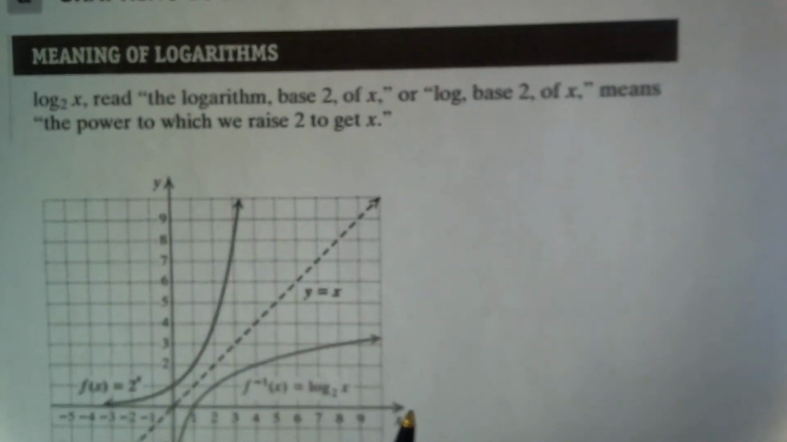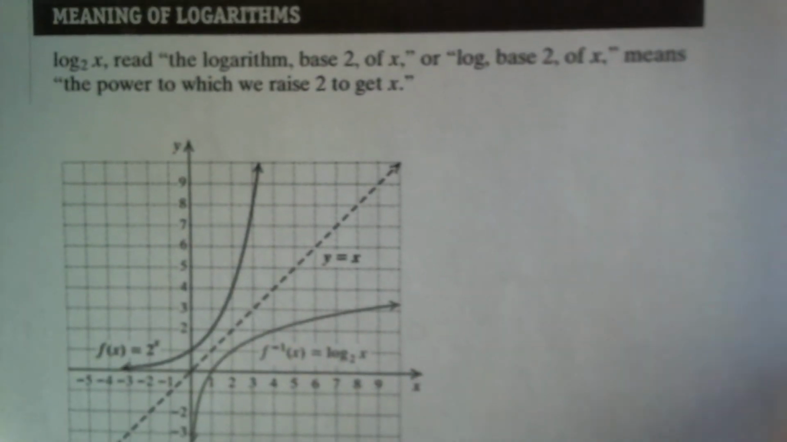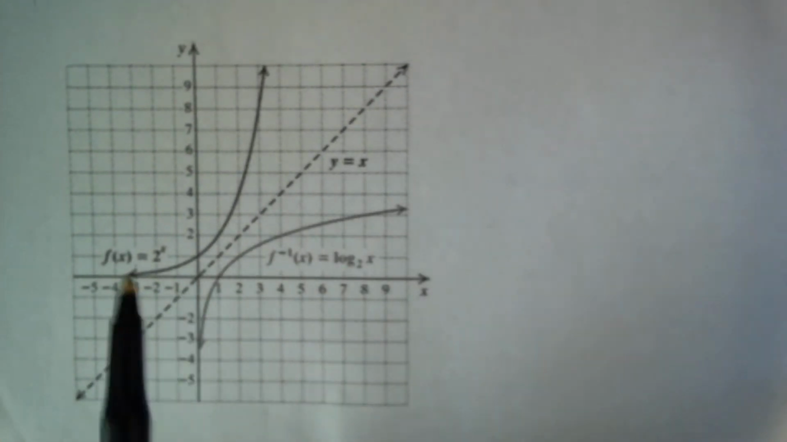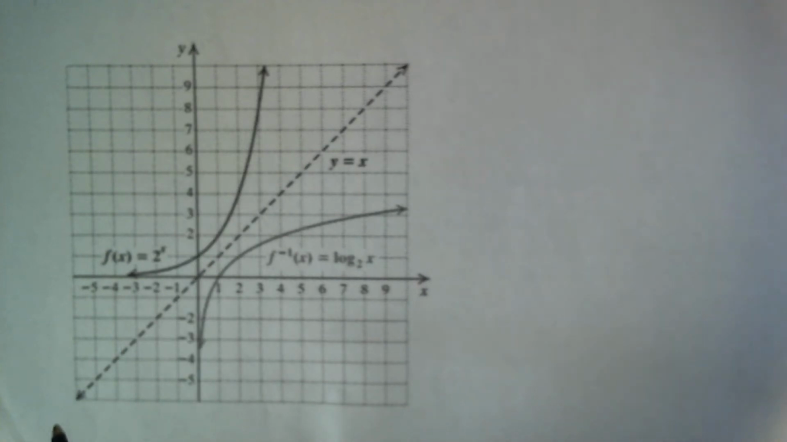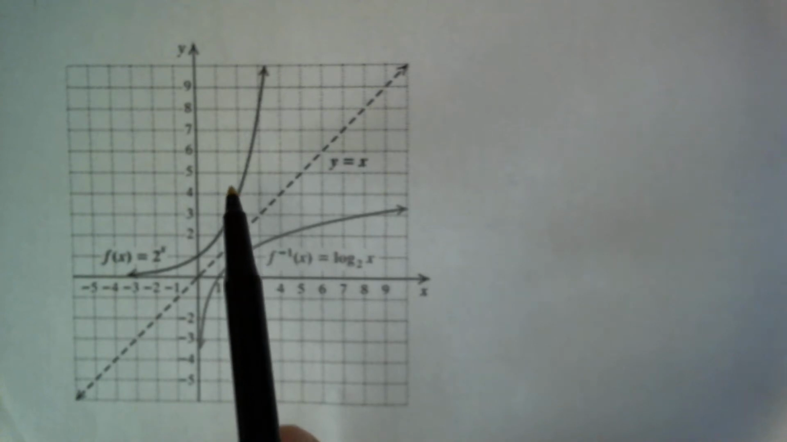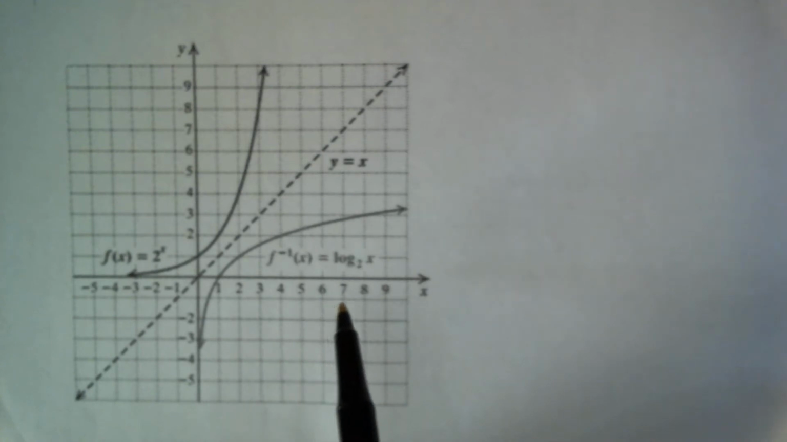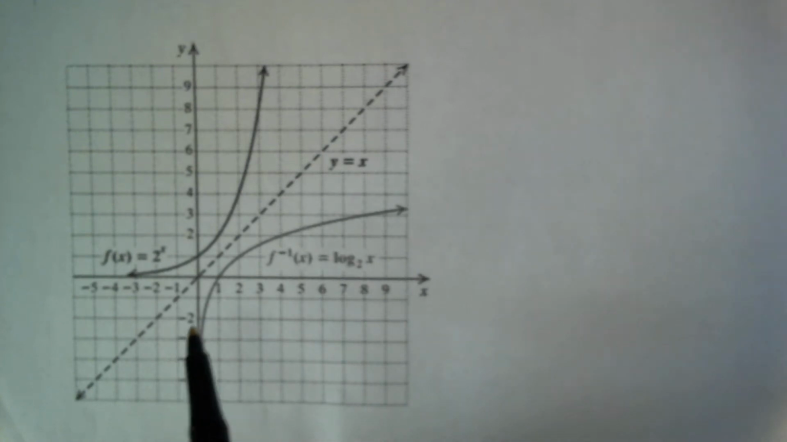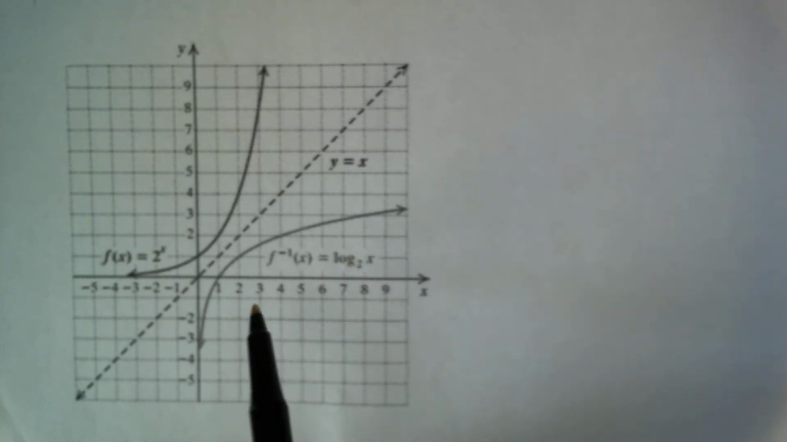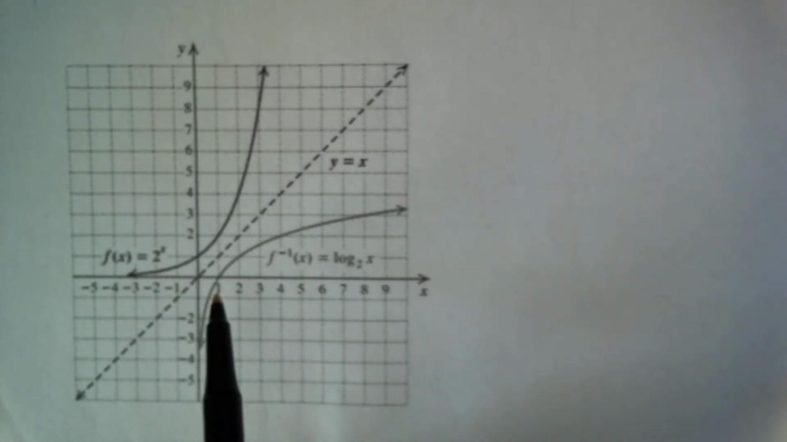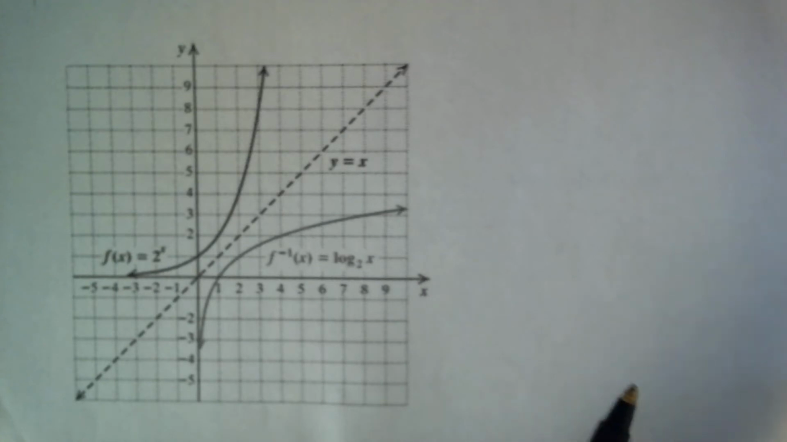Now graphically it looks like this. The first graph is the graph of f of x equals 2 to the x, this one here. Here is the line y equals x, and across the line we rotate f of x equals 2 to the x, and that is log base 2 of x. That's a graph of log base 2 of x. So that is the inverse of f of x equals 2 to the x. So these functions are inverses of each other. That's the important takeaway from this graph.